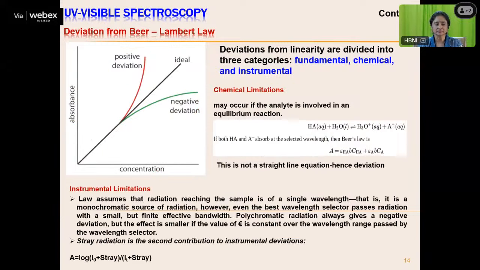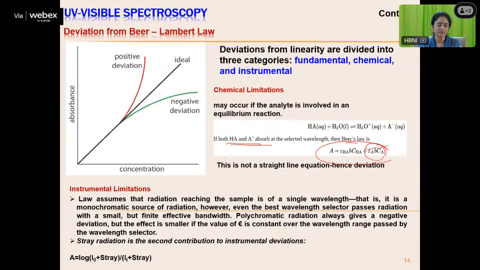So this is the fundamental limitation. Now, what is the chemical limitation? A chemical limitation may occur if the analyte is involved in an equilibrium reaction. Say there is a chromophore HA, a species HA which is in equilibrium with its A minus in your aqueous solution. Both HA and A minus absorb at the selected wavelength. Then Beer's law is this one. This is not a straight line equation, as you must know. A straight line equation is y equal to mx plus c, where mx plus c should be constant. But now the term is not a constant. There is a variable epsilon and a variable concentration. Depending on the equilibrium, it will be different, so it is not a straight line equation, and it tends to deviate.